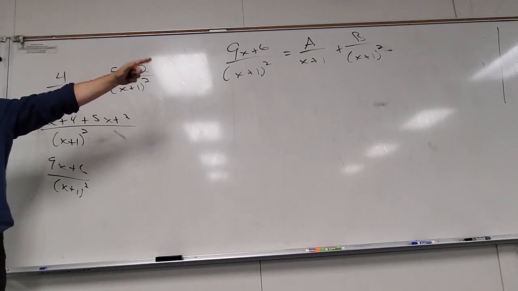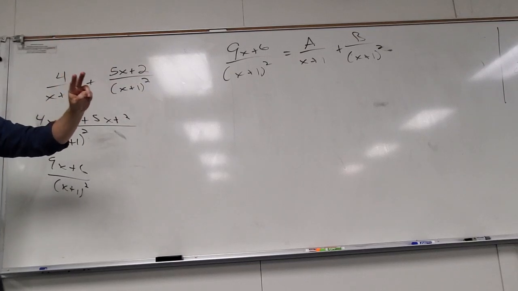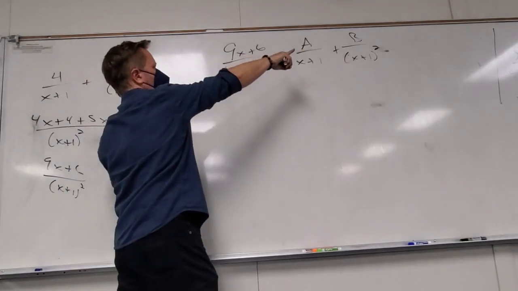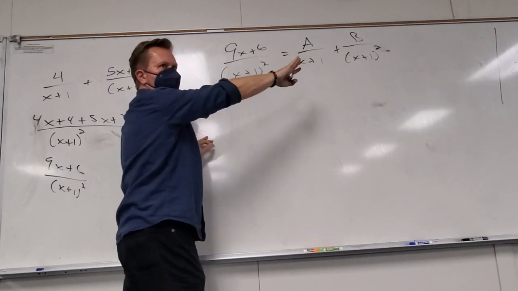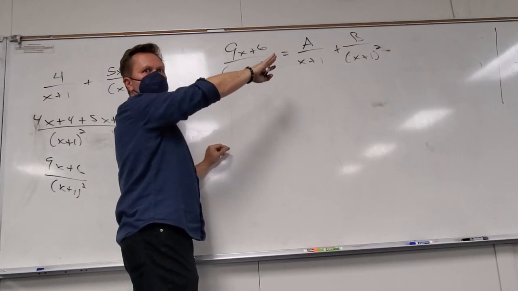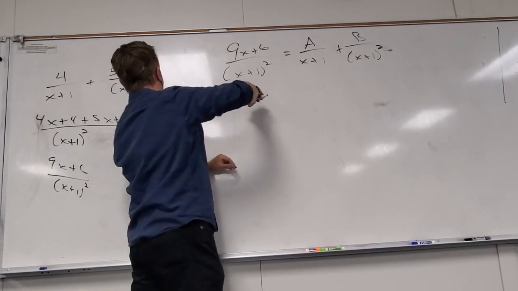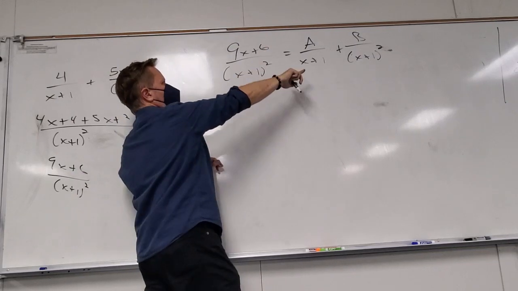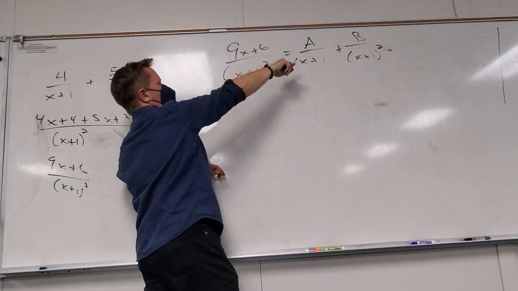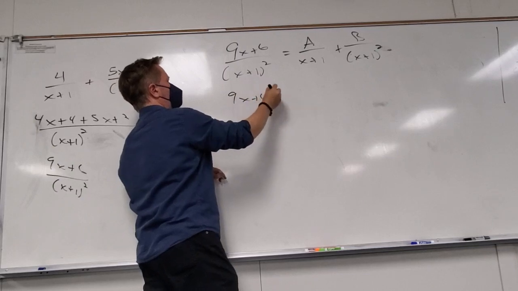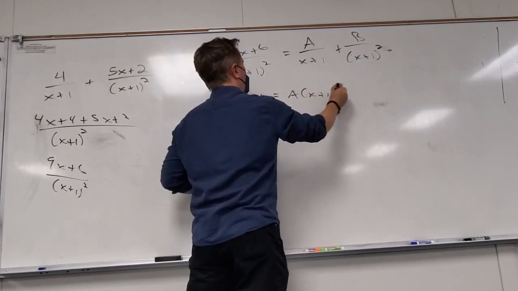So if I want to do this two different ways, let's do this way first. Is everybody cool with what I just wrote down here? This is what I claim has to happen, yes? Okay. And then I sort of want to do one the other way. So if I multiply through, I get 9x plus 6 equals a(x plus 1) plus b.